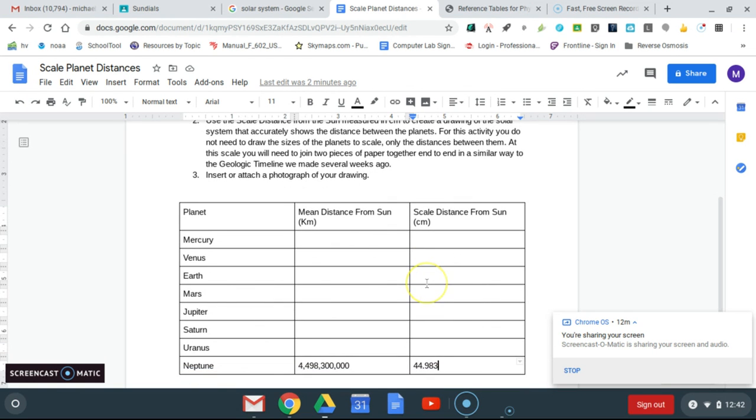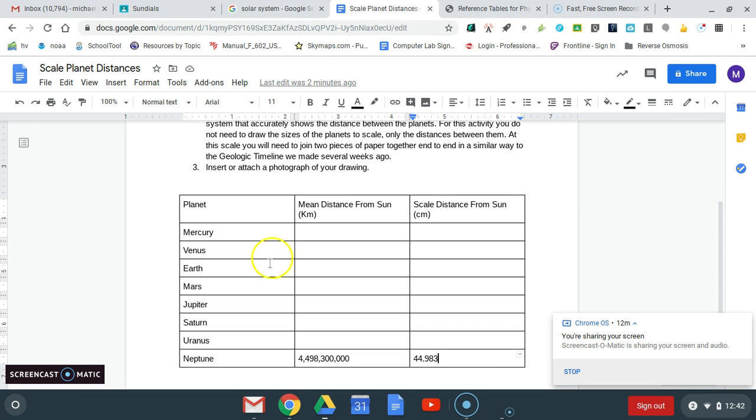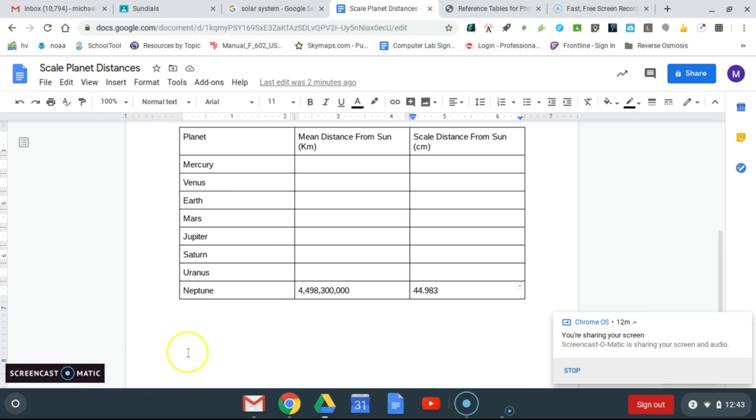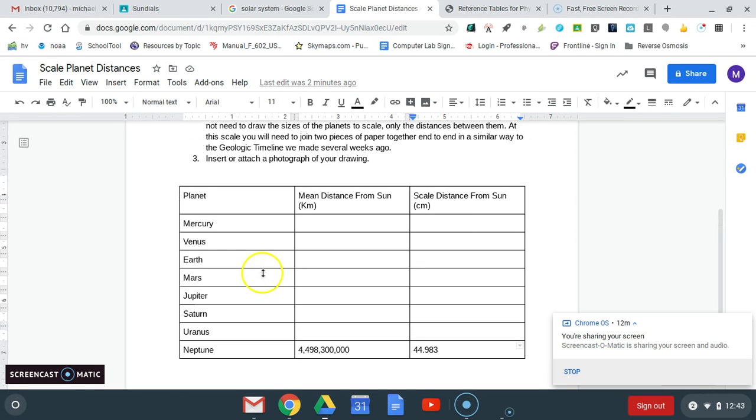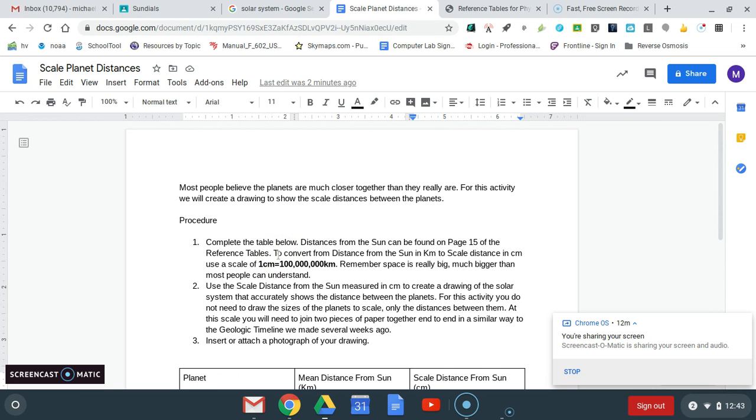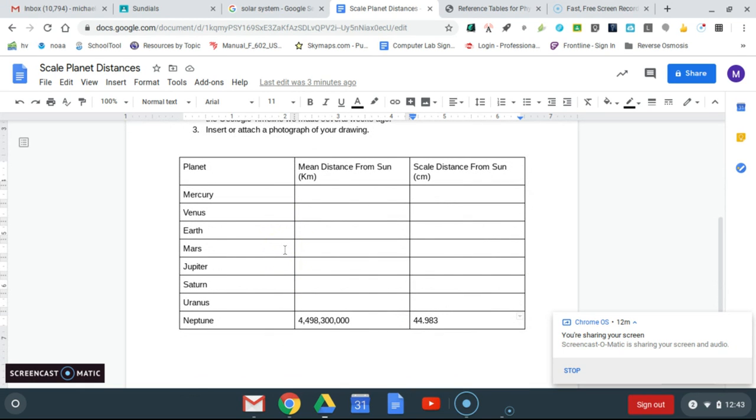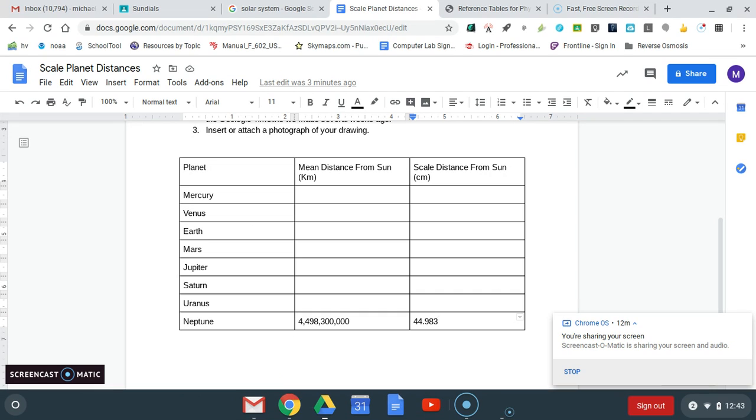So, do the drawings and then insert or attach a photograph of your drawing. And there's just a couple questions that I'm going to add to this, but they're going to be pretty simple. And that should be it. So anyway, if you get stuck with anything, let me know. On the last activity, some of you were asking for some help with the math or measuring the diameter of the sun and so on. If you get stuck in any of the math or anything like that, just let me know and I could probably help you work it out. Okay, so good luck with that, and let me know if you have any trouble.